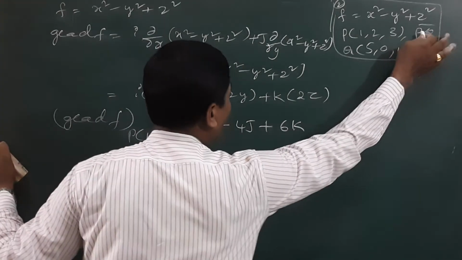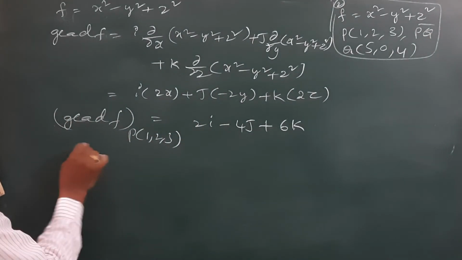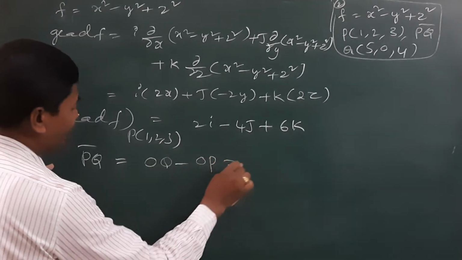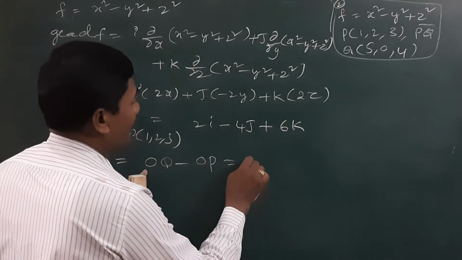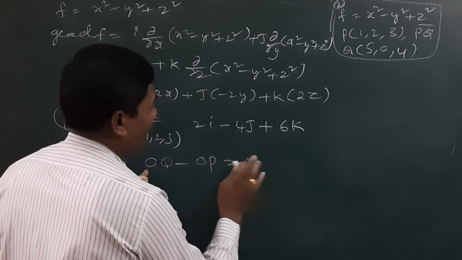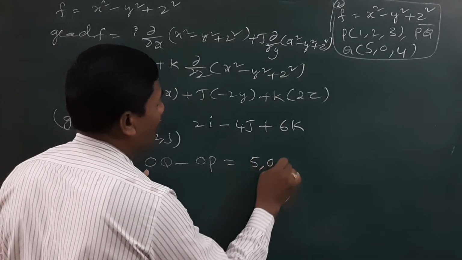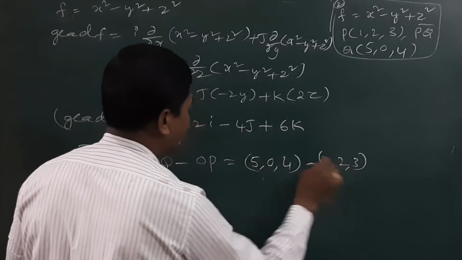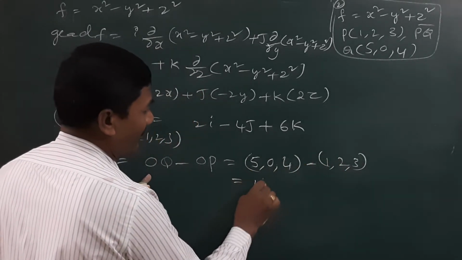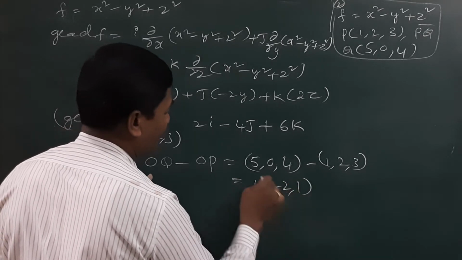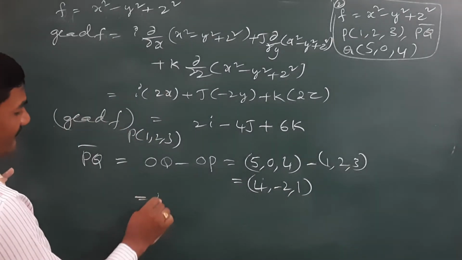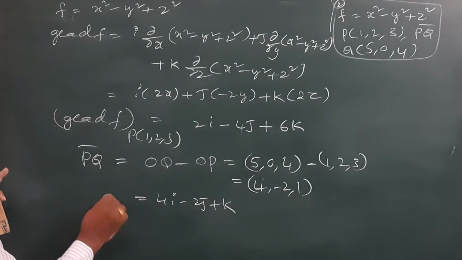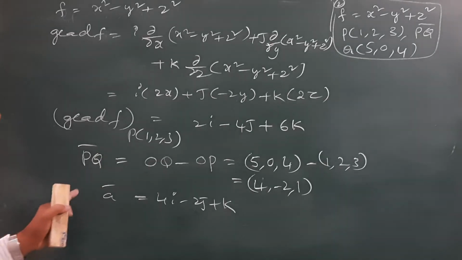Another is PQ, which is given. The meaning of PQ in vector algebra is OQ minus OP. Here OQ is (5, 0, 4) minus (1, 2, 3). This is nothing but 4, minus 2, and 1. So that means 4i minus 2j plus k. This is called the vector A bar. PQ is nothing but A bar only, right?